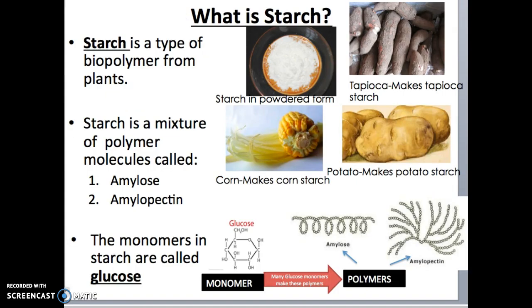Now let's talk about the ingredients we're using for a bioplastic recipe. The first one is starch. So there's been a lot of questions about starch, so let's explain what it is. Starch is a type of biopolymer extracted from plants. Here are some of the starches that we're using for our project. We have tapioca, which is a type of root potato plant, makes tapioca starch. We have potato, which makes potato starch, and corn, which makes cornstarch.